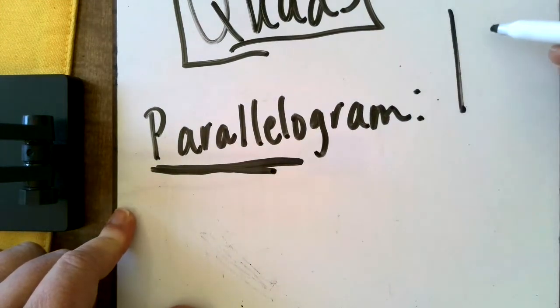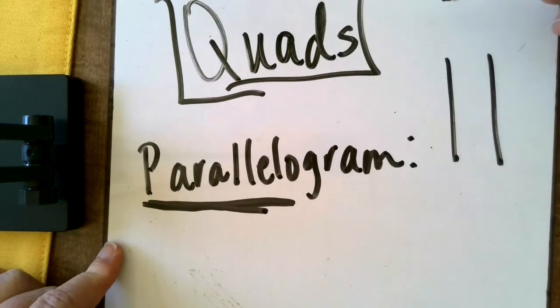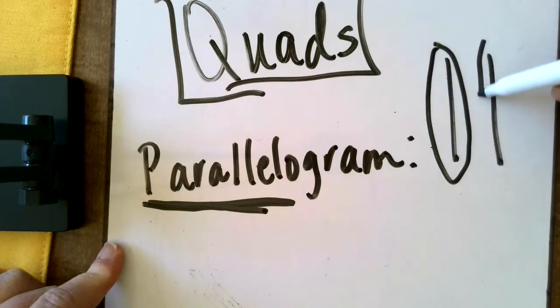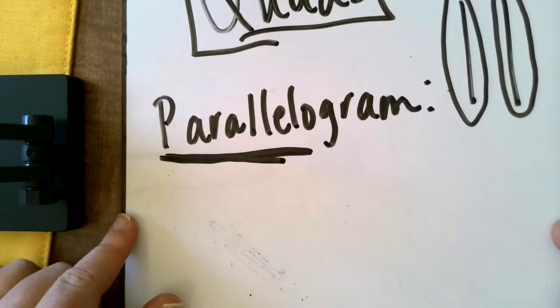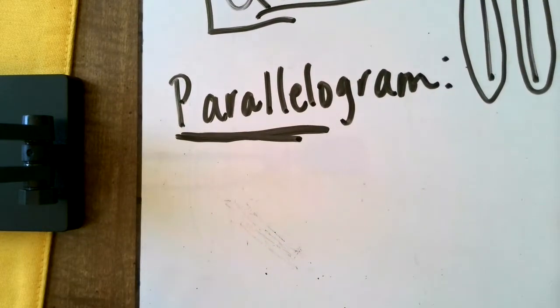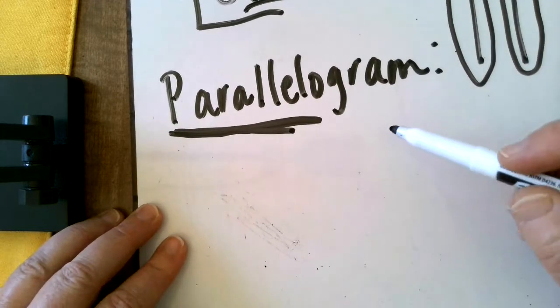So parallel sides, I think of as train tracks. The sides of a train track here, they will never intersect at any point, which means they're never going to crisscross. They stay in their own paths on each side. So a parallelogram has 2 pairs of opposite parallel sides.